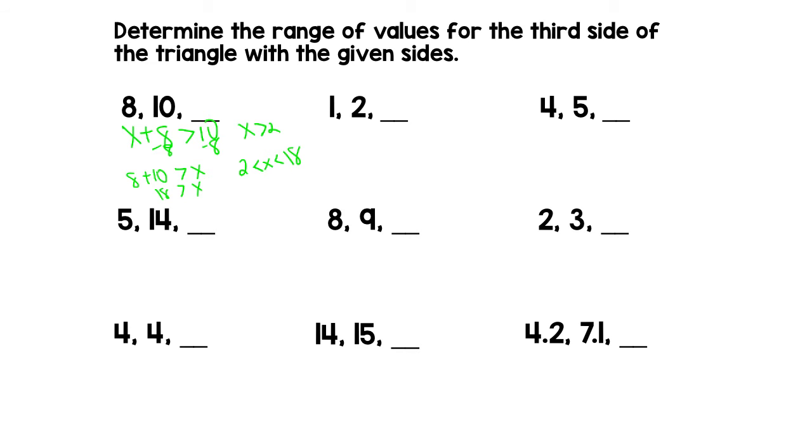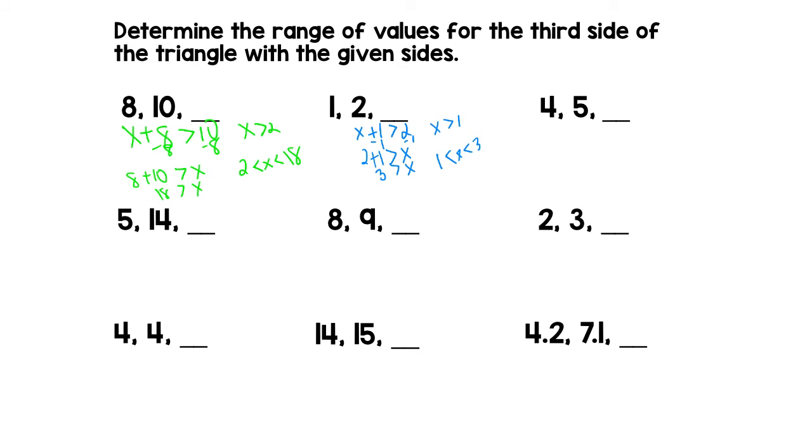Same idea, smaller number plus x. So x plus 1 has to be greater than 2. And add these together. 2 plus 1 has to be greater than x. Well, we solve for x here, subtract 1 from each side, and I get x is greater than 1. And I add them together on the bottom one, and I get 3. So my range is 1 is less than x is less than 3.